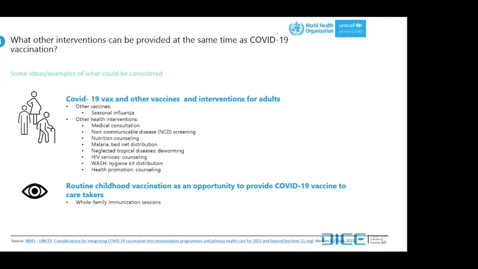So having defined that it's not the general population, it's mainly high-risk groups, and this is where most of the severity is, meaning people who might end up in the hospital or might die from COVID are the main priority, then what other interventions could be provided at the same time as COVID vaccination? One option is that adults coming for other services, for example pregnant women as part of their follow-up in ANC clinics, can be provided the COVID vaccine.